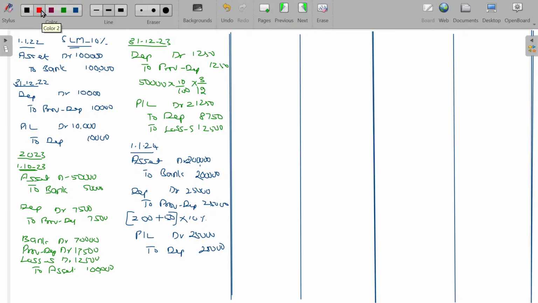Now, ledger preparations. We'll start with asset and provision for depreciation. Here, P&L account extract, balance sheet. Very first year, in asset to bank, the value being 1 lakh. Bank account, we never bother about that. A number of transactions possible. In depreciation, to provision for depreciation.